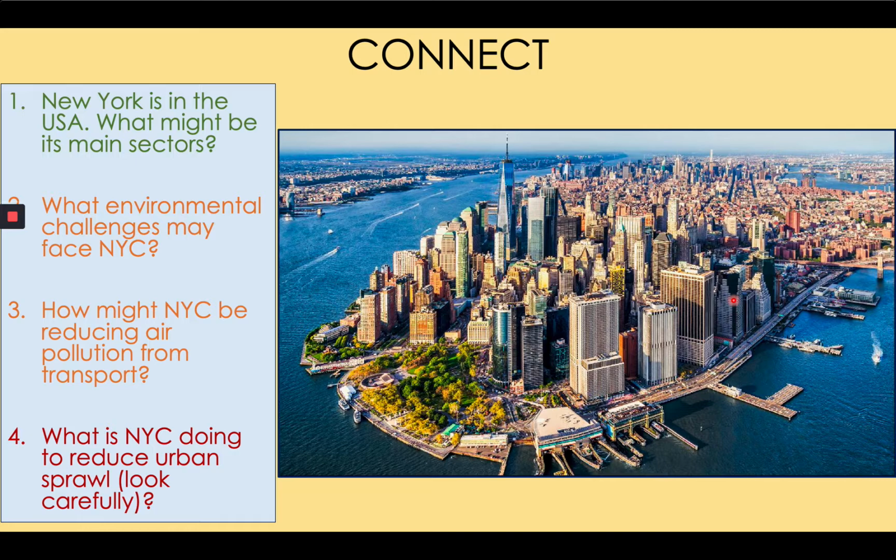4. What is New York City doing to reduce urban sprawl? Look carefully at the picture. Well, you should have said that urban sprawl is caused by buildings spreading out across the landscape, such as over here in New Jersey and down here. What New York City is doing is it's building upwards, skyscrapers, both in uptown and also in downtown here in Manhattan. Skyscrapers take up much less land than smaller buildings and can hold far more people. And consequently, building skyscrapers like this reduces urban sprawl.